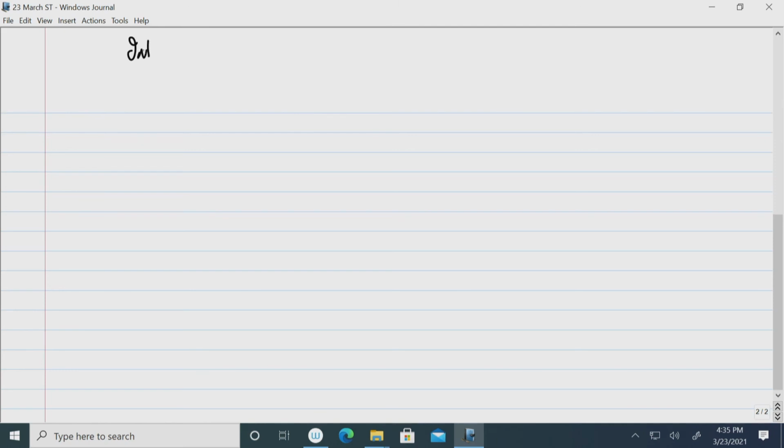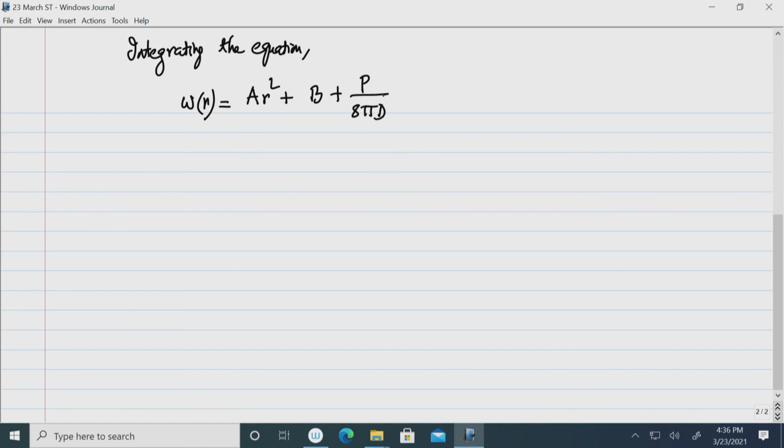Integrating the equation, what we get actually? We get this W r, because integration has to be carried out, the result is known to us, a r square plus b plus p by 8 pi d r square log r plus C 2 log r.